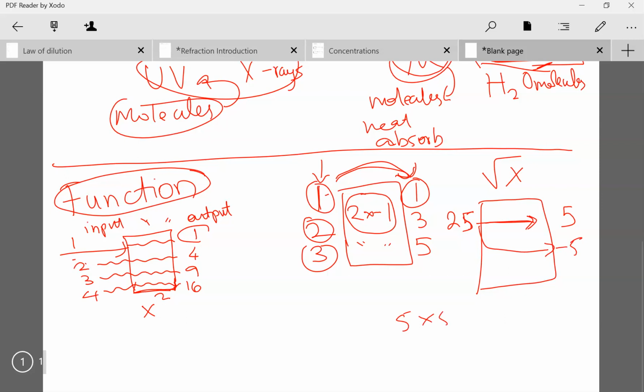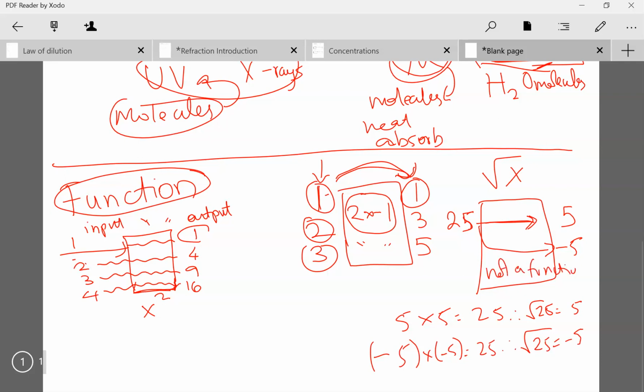Because 5 times 5 is 25, so square root of 25 could be 5. Therefore, square root of 25 is 5. But negative 5 times negative 5 also gives me 25. So square root of 25 could also be a negative 5. And this is not a function because one input value could give me two output values, right?